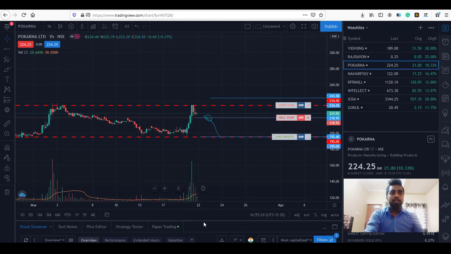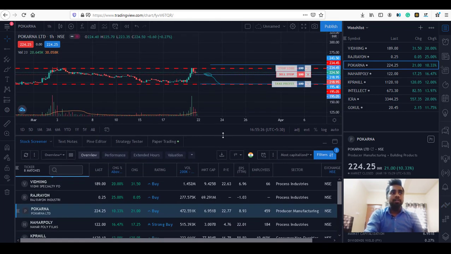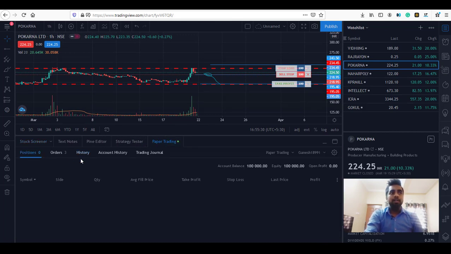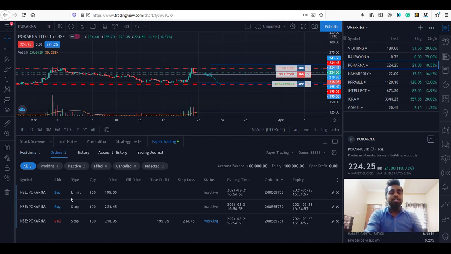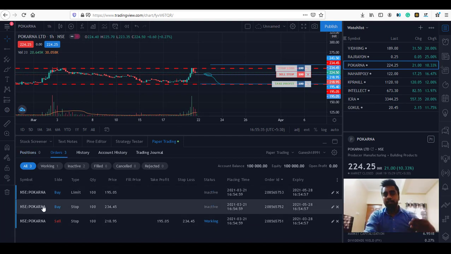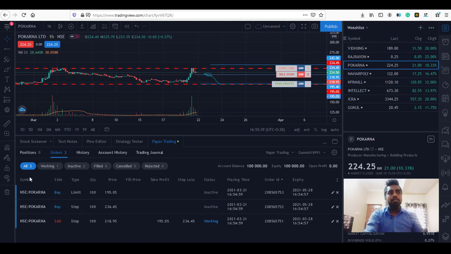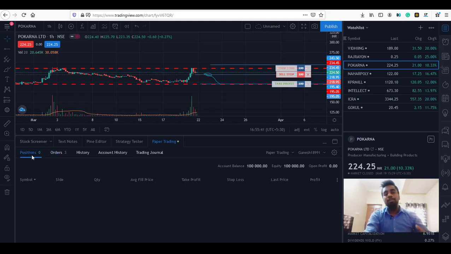Once you place the trade, you can check it in the order book. Go to the paper trading account and you will see the orders. Here you can see three different orders: the entry, the stop loss, and the take profit. You can also look at the position. When your order gets triggered, you will see it in the position. Right now we don't have any open orders, that is why the position is 0.